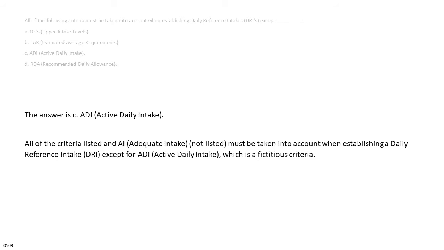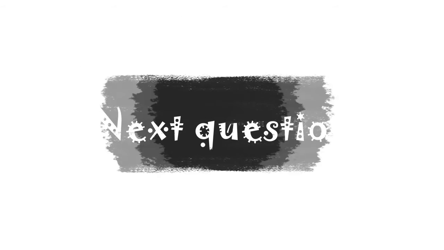The answer is C. ADI, active daily intake. All of the criteria listed and AI, adequate intake, not listed, must be taken into account when establishing a daily reference intake, DRI, except for ADI, active daily intake, which is a fictitious criteria.